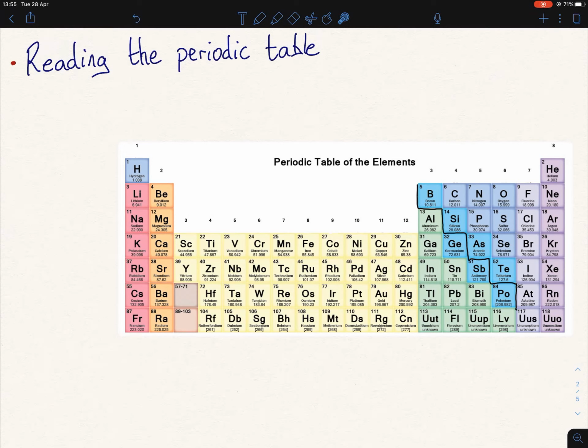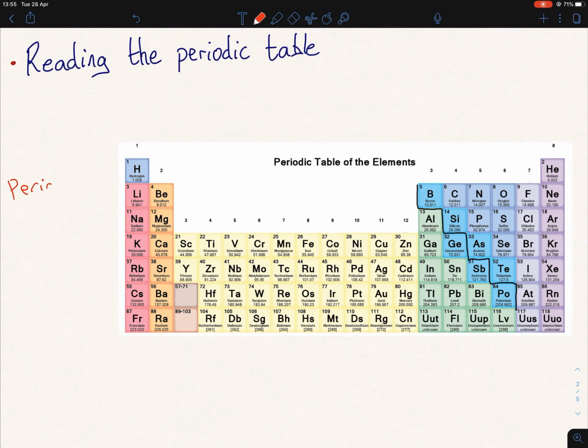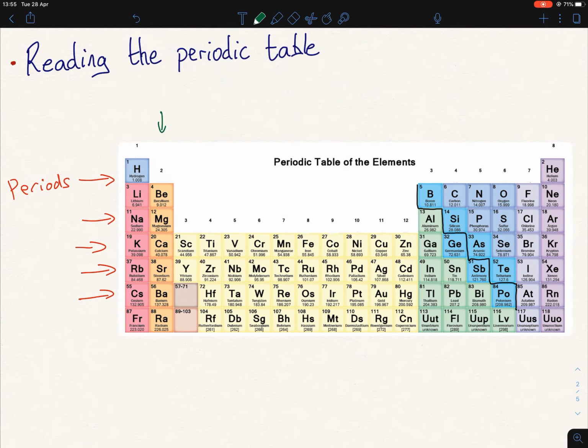So first off, if we're looking from left to right, like so, we call these periods. We'll just do a different curve for that. So periods go from left to right, as you can see there. And if we're looking downwards, maybe you might use a different color pen for this, we call these groups. So it's divided up into periods and groups.